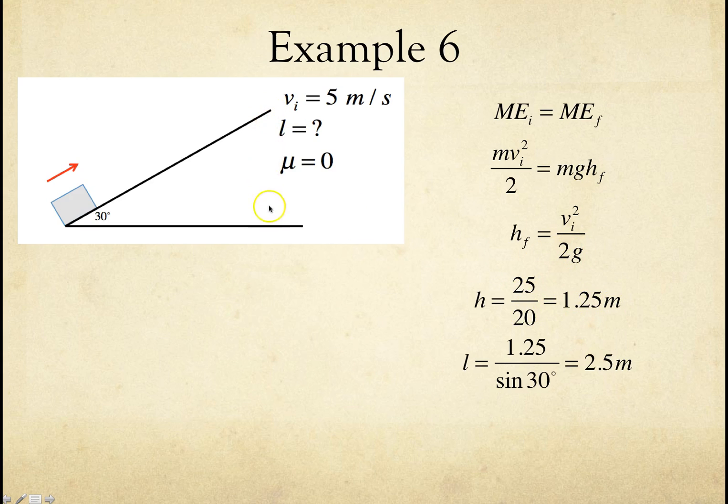Notice that 1.25 meters is the height. And the question is, how high up the plank will it rise? Then L is going to be, since it's the hypotenuse, I have to divide by sine of 30 because I know the opposite side. So then, since sine of 30 is half, when I divide by half, it's the same as multiplying by 2, and that's how I go from 1.25 to 2.5 meters.